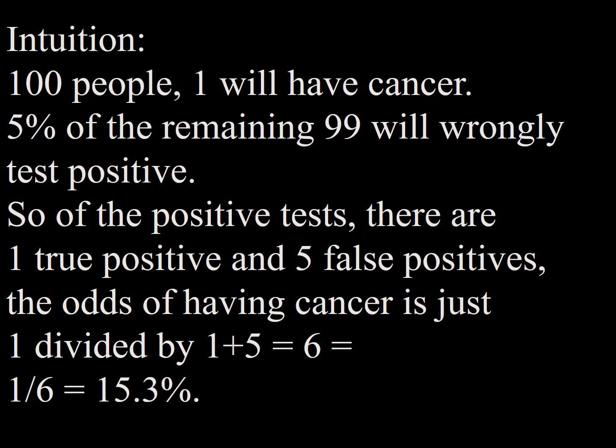And so the odds of having cancer is therefore 1 divided by 1 plus 5, which is equal to 6. And 1/6 is equal to 15.3%. So here, Bayesian analysis is able to give us a much more accurate representation than our own human intuition about the probability of having cancer when we walk out of a test with a 90% accuracy rate in detecting cancers.